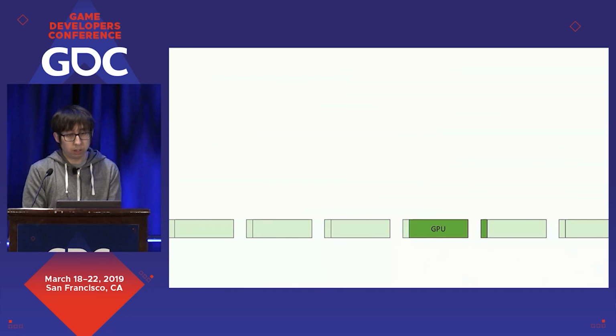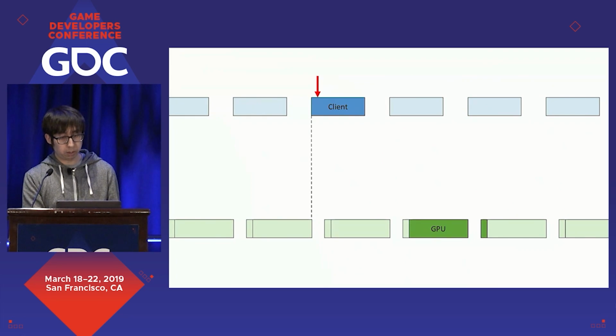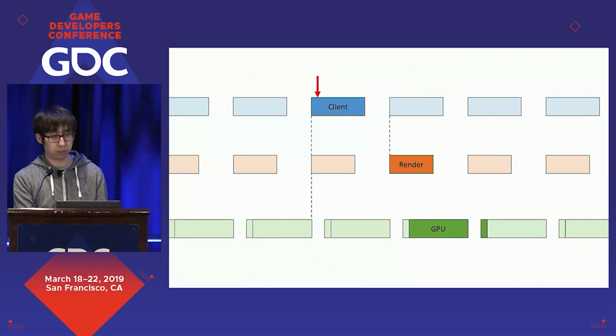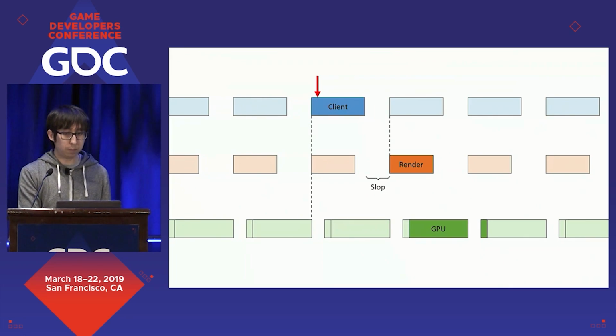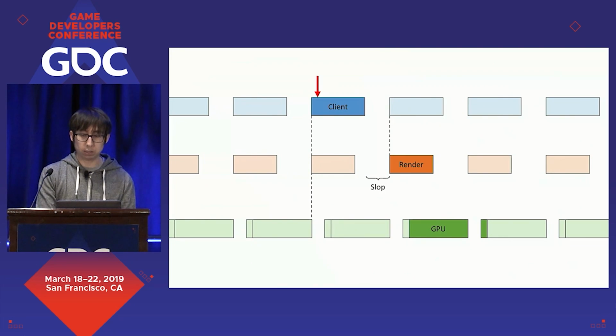So if you zoom out, on the bottom is the GPU timeline. The beginning of the client frame synchronizes with the end of the GPU scene rendering from 2 frames ago. So it lands here. The beginning of the render frame then synchronizes with the beginning of the next client frame, so it lands here. And this creates some slop between the end of the client frame and the beginning of the render frame. So my question is, why does this slop actually exist if we're not bound on the render thread?